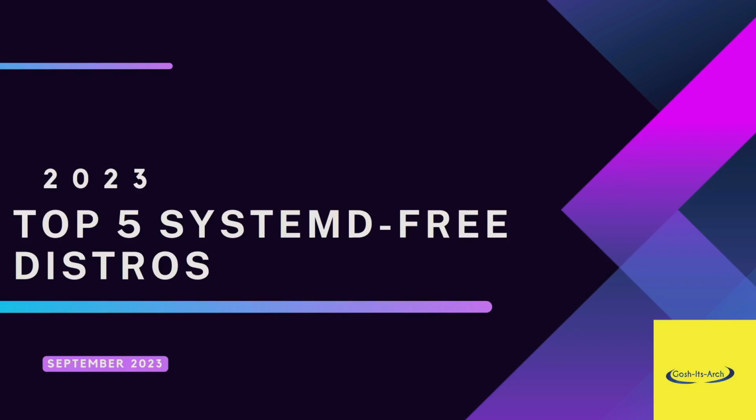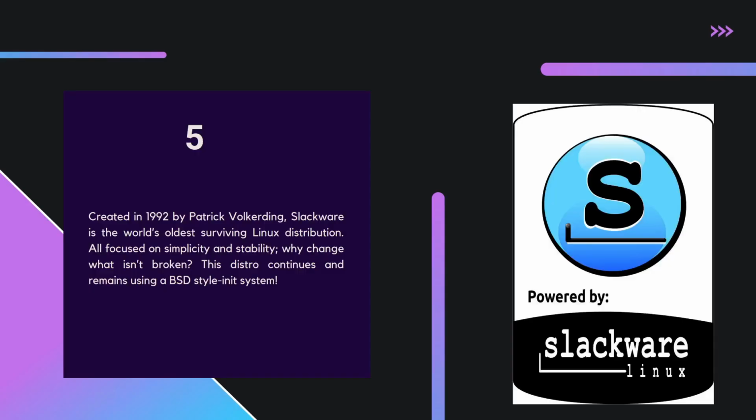So these systems do not use SystemD at all when it comes to running the different services on your machine. Starting at number 5, of course, is good old Slackware, the oldest surviving Linux distribution from 1992. And this distribution uses a BSD-style init system, and it hasn't moved away from that. For all the years that it's existed, it's kept its init system the same.